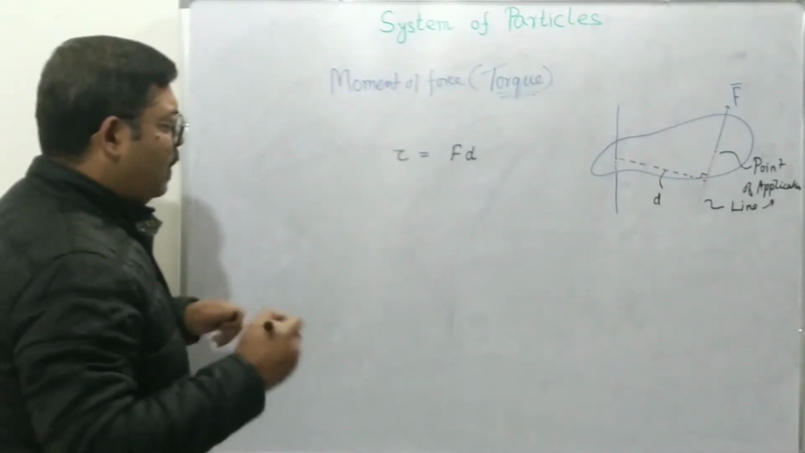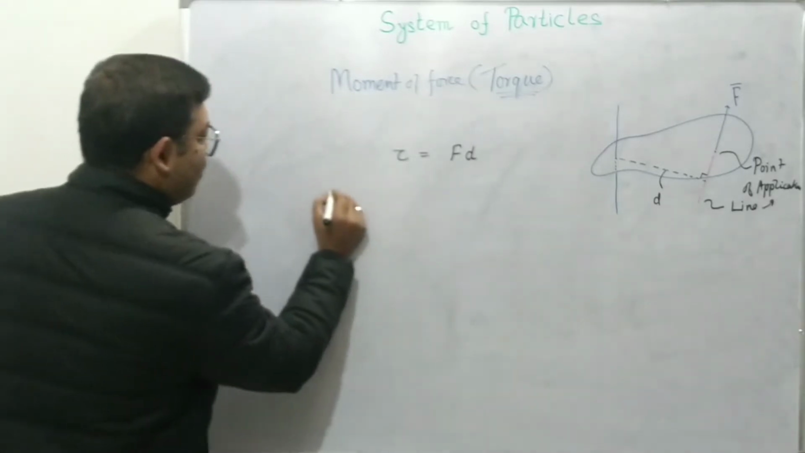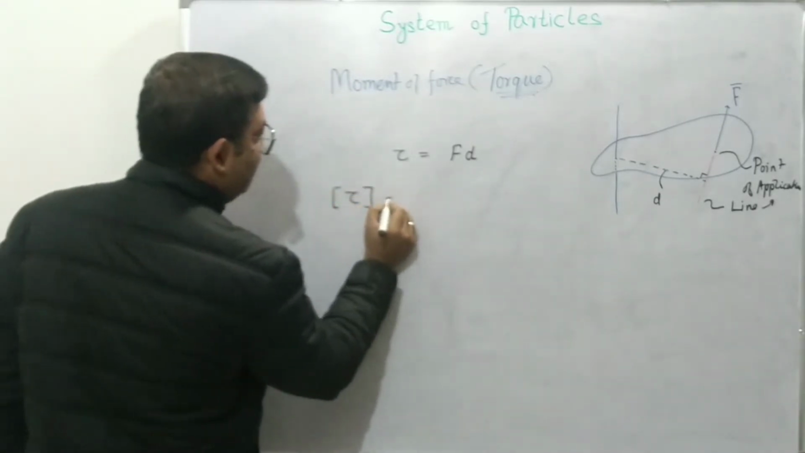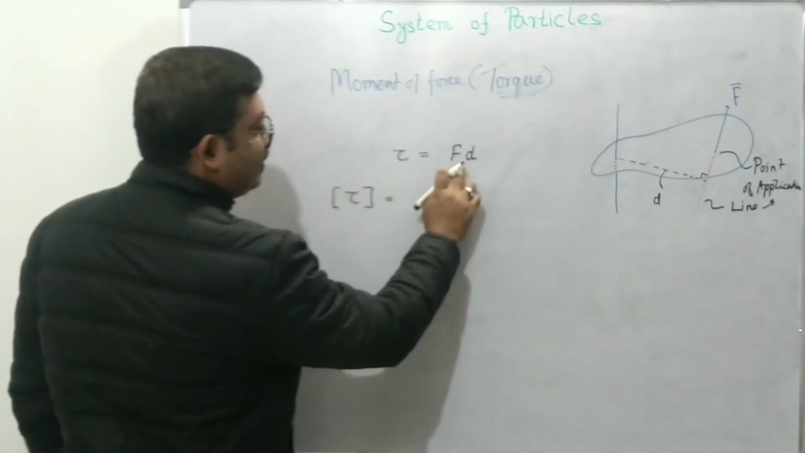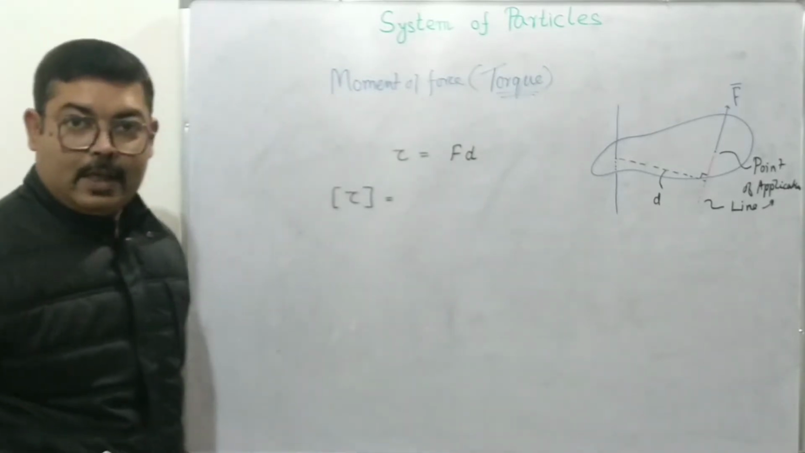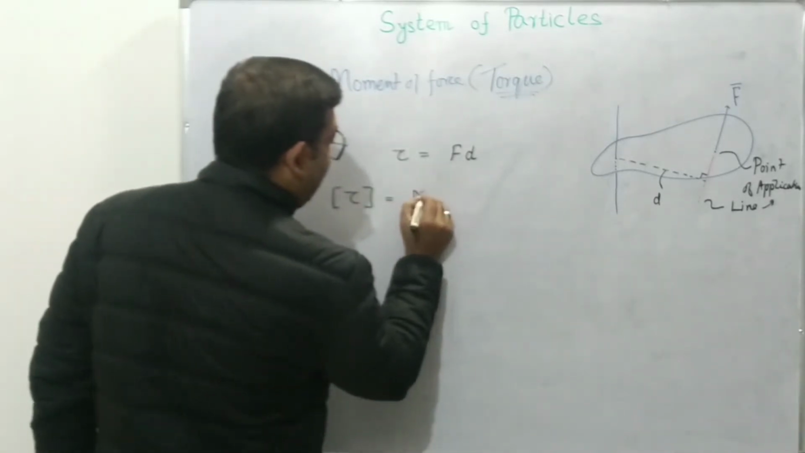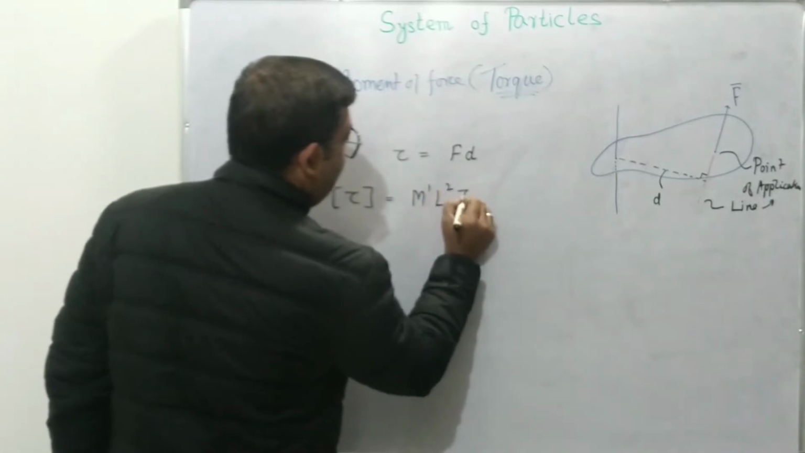Now, what will be the dimension of torque? Clearly, it will be the product of the dimension of force and of distance, which means it will be M L squared T to the power minus 2.